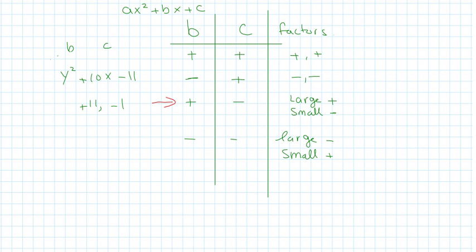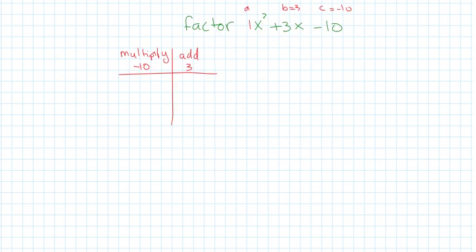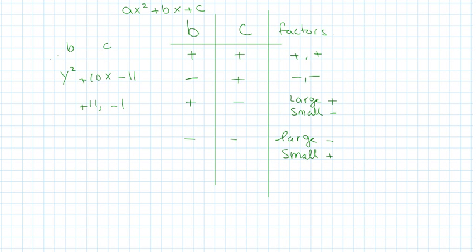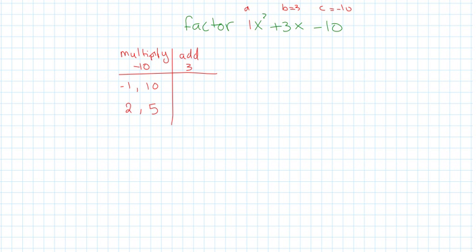So what multiplies to negative 10? 1 and 10, but I have a large positive and a small negative, so it's going to be negative 1 and 10. 2 and 5. Which one is going to be the negative? The 2. Because the large is going to have to be positive and the small is going to have to be negative. So 5 is going to be positive, and 2 is going to be negative.